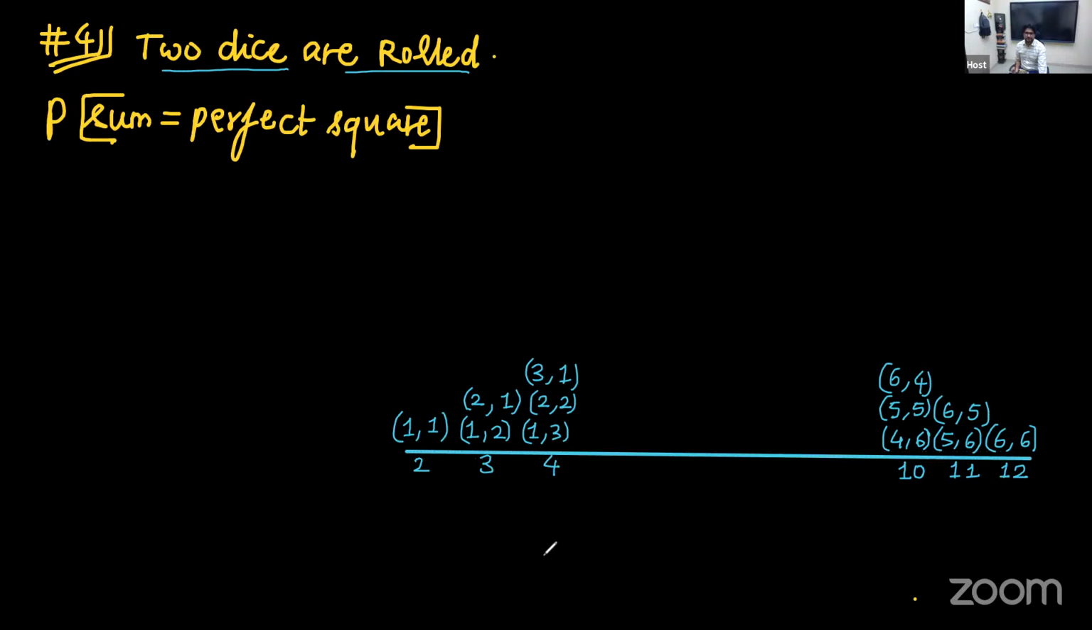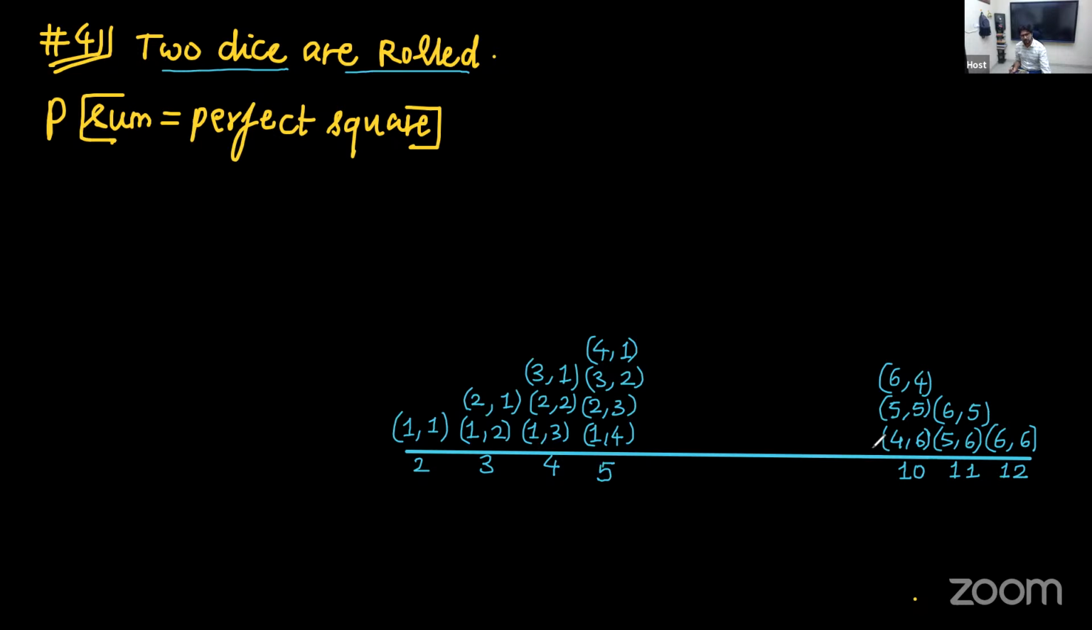Now on the first one you get 1 and on the second you get 4, or on the first you get 2 and on the second you get 3, or on the first die you get 3 and on the second die you get 2, and on the first one you get 4 and on the second one you get 1. So this way there are 4 ways to get the sum as 5.